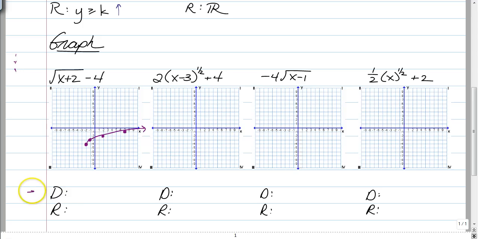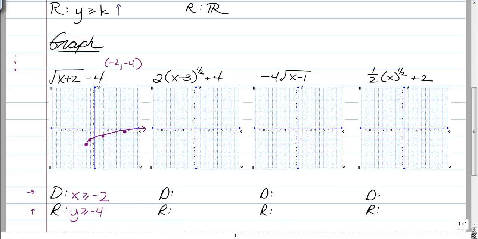So since the graph is going to the right, your domain is x is greater than or equal to negative 2, your starting point. Remember, your starting point is at negative 2, comma, negative 4. And since this is going up, your range is y is greater than or equal to negative 4, the y coordinate of your starting point. And that's it. So I'm not going to tell you that you have to do these by hand.